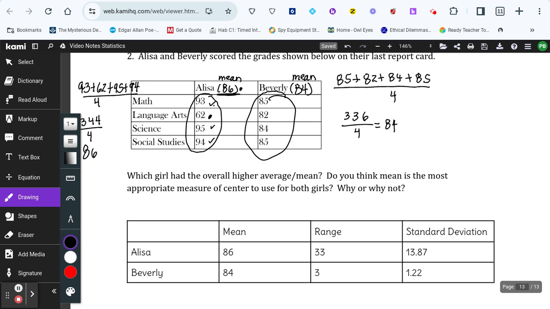All right, so which girl had the higher overall average? Okay, we're going to put Alyssa. She did. Do you think mean is the most appropriate measure center for both girls? I'm going to put no. It isn't for Alyssa. And the reason why is because 62 is an outlier.